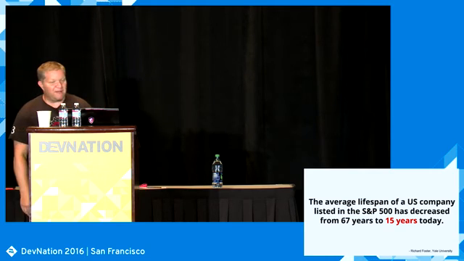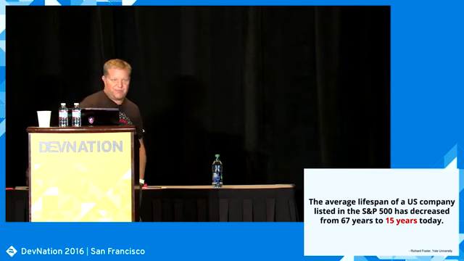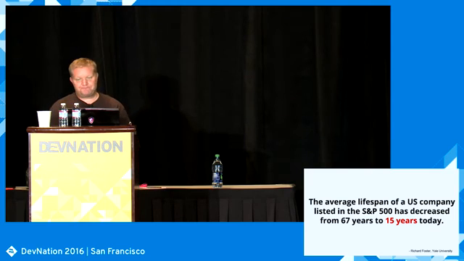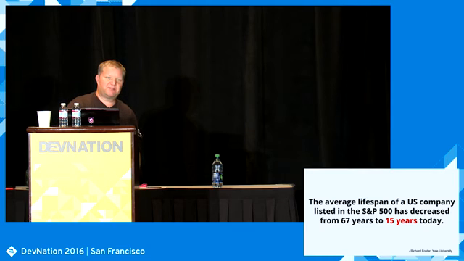The average lifespan of a U.S. company on the S&P 500, if you're not familiar with the S&P 500, it's an index of the 500 companies that you can track kind of, you know, how the market's going. And that has decreased from 67 years to 15 years, and that's out of a Yale University research paper. So even some of the largest companies that we think of get disrupted fairly quickly now.